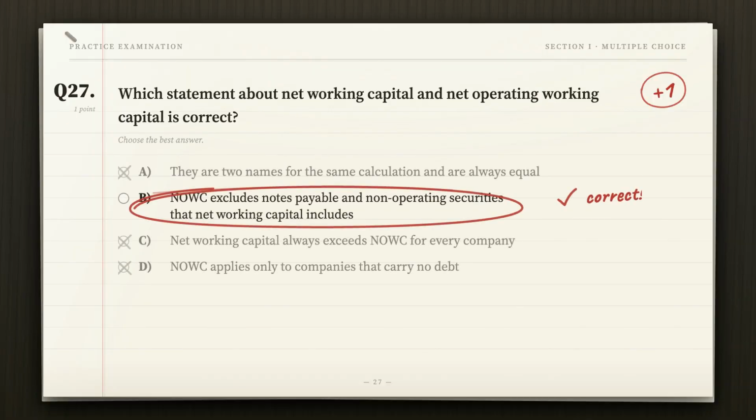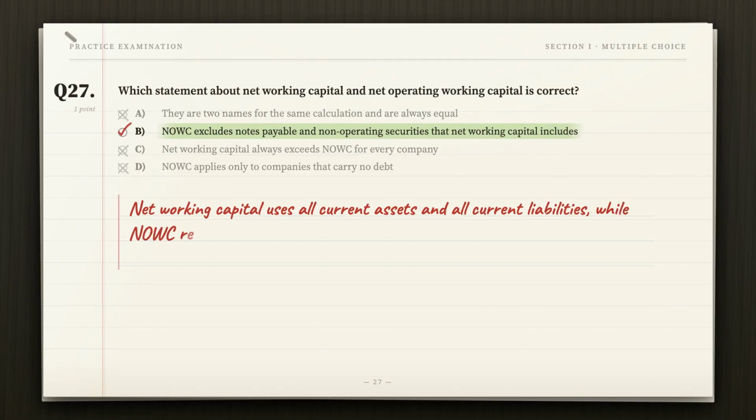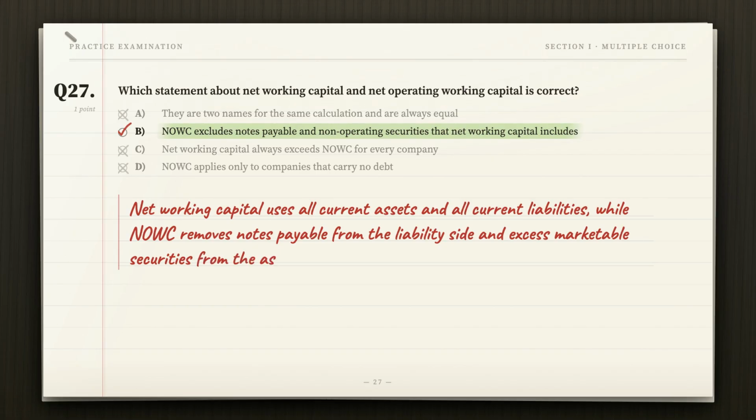The correct answer is B. NOWC excludes notes payable and non-operating securities that net working capital includes. B is correct because net working capital uses all current assets and all current liabilities, while NOWC removes notes payable from the liability side and excess marketable securities from the asset side. That difference in what each includes is the key distinction.